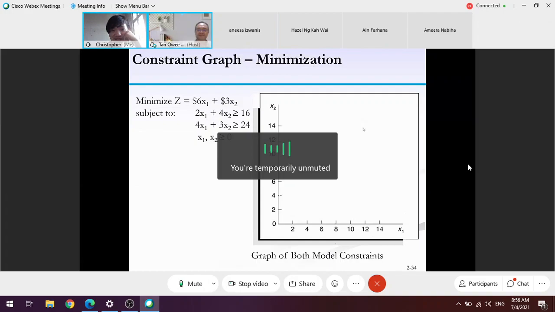Okay, then we start with the first one. How should I plot this? I'm going to identify two points. I need to put the equal sign. So the first point, if x1 equals 0, what is x2? The second point, if x2 equals 0, what is x1?